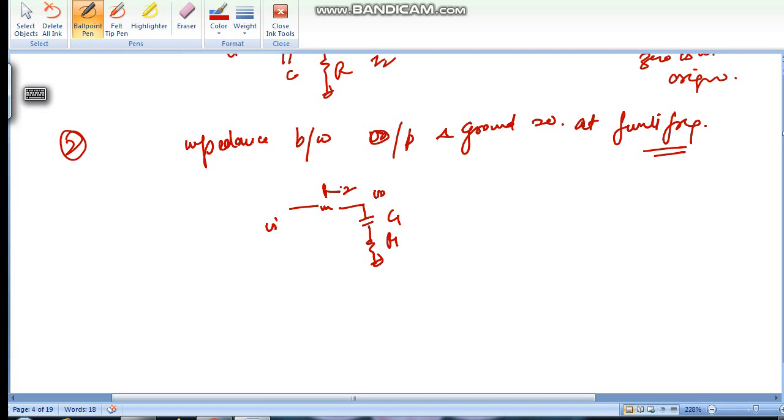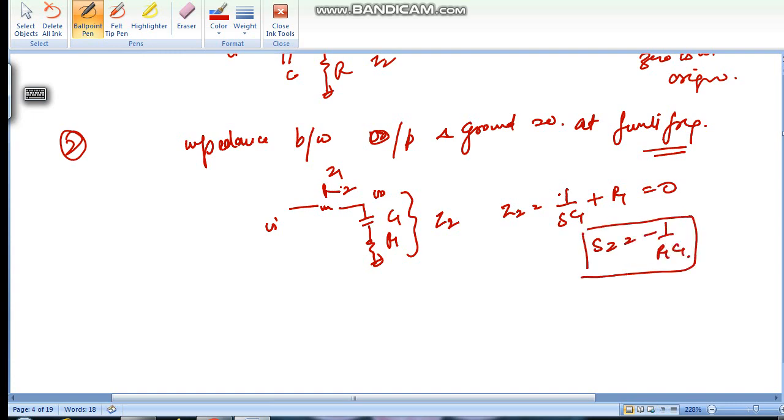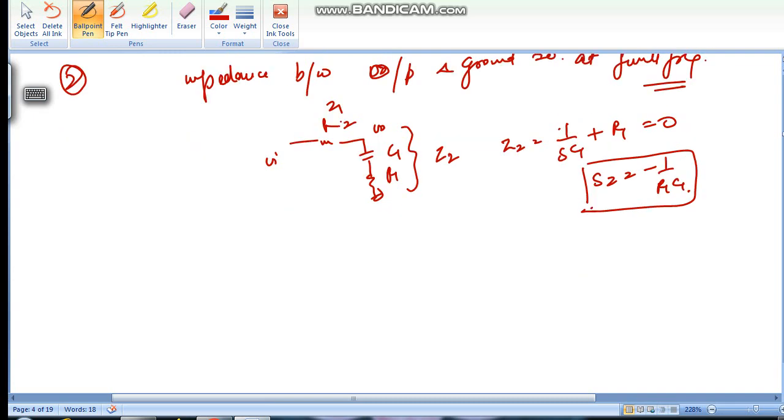So the impedance between output and input is, say this is Z2, this is Z1. Z2 equals, these two are in series, 1 by SC1 plus R1. This should be 0. So SZ is minus 1 by R1 C1. So at this frequency we are getting a zero.